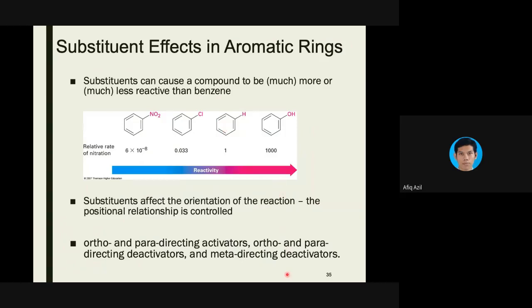And the last one, we have the meta directing deactivators. So meta, for example, at this one, it will go at this position, meta. And it will also deactivate the ring.